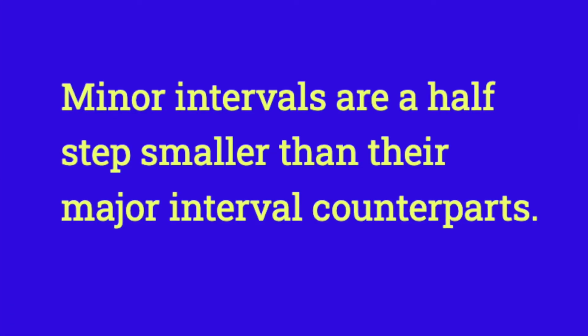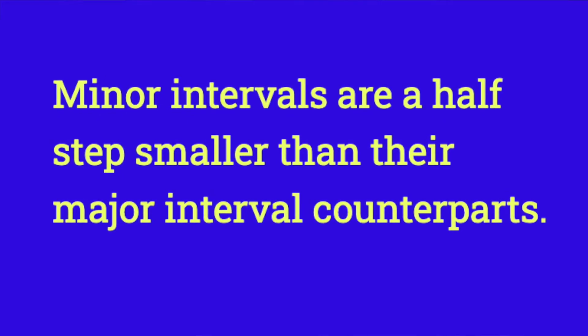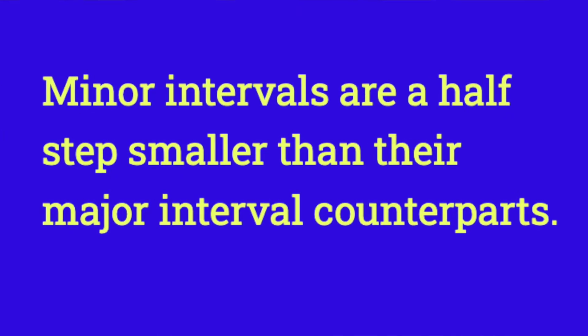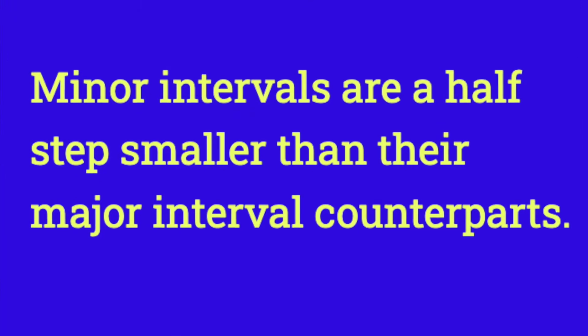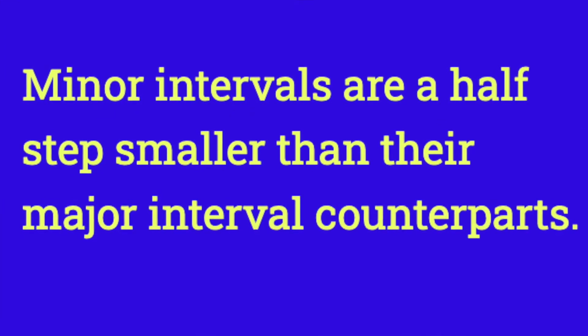So now that we know how to find major intervals, we need to figure out how to find minor intervals. Well, the process is quite simple. If you can find any major interval, you can derive a minor interval from it. The short answer is that minor intervals are a half step smaller in overall size compared to their major interval counterparts. Let me show you how it works.